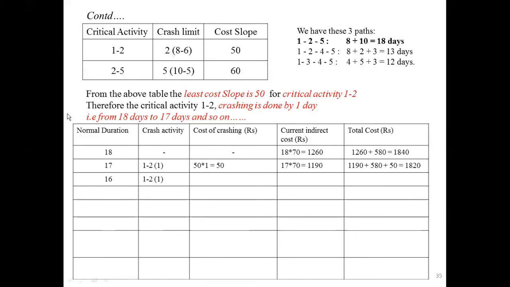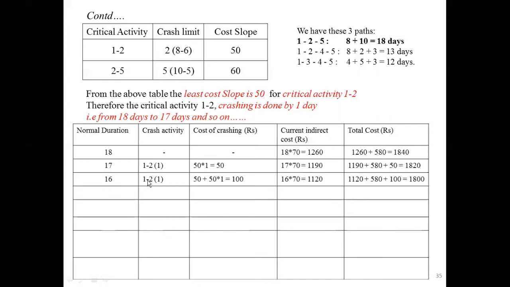If you crash the same activity 1 to 2 by 1 more day, you get the previous 50 plus, for this activity, 50 into 1 day. We get 100. Here you write 16 into 70. You get 1120. Then we will get total cost 1120 plus 580 plus 100. You get 1800. That means the cost is reducing. That indicates we can proceed further.